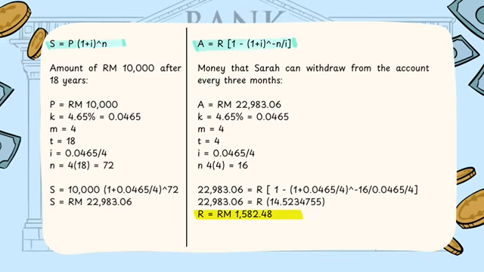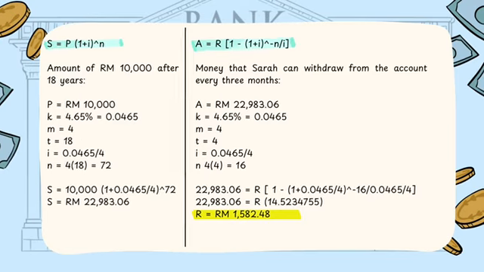Now, Sarah wants to withdraw money every 3 months over the next 5 years. We use the annuity withdrawal formula, which is A equals R times (1 minus (1 plus I) to the power of negative N) divided by I. Put all the information that has been given, and after calculating, we find that R is 1,582 ringgit 48 cents. So Sarah can safely withdraw 1,582 ringgit 48 cents every 3 months for 5 years.